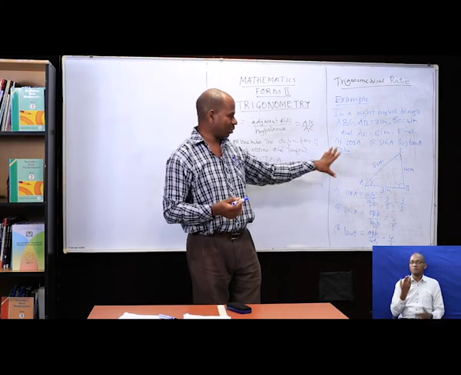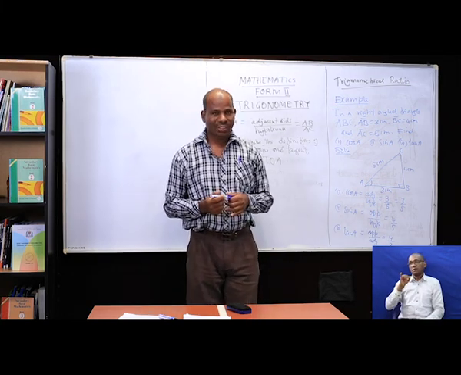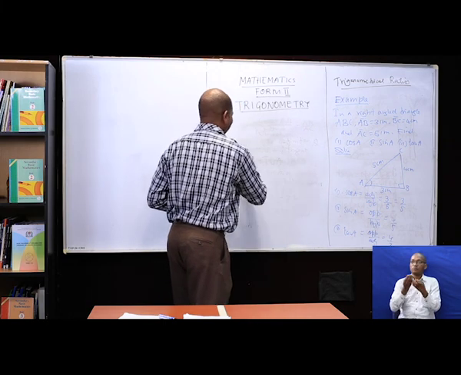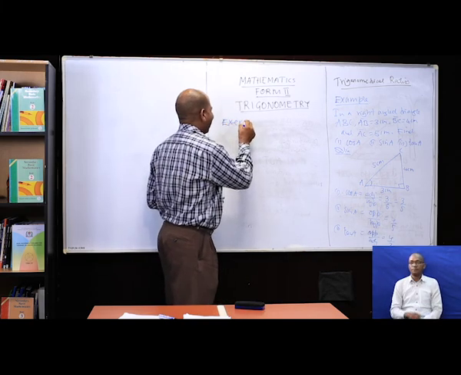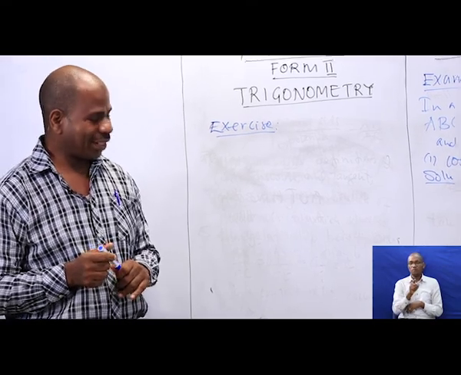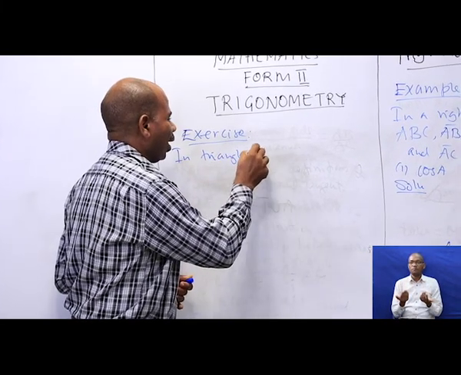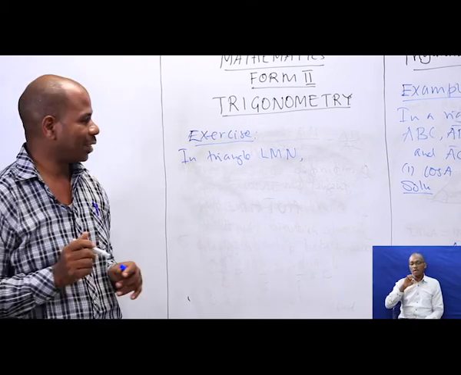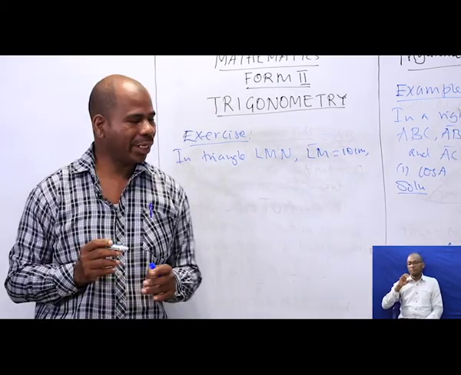So this is how to work out problems involving trigonometrical ratios. Okay? So now, before we call it a day, let me give one question. I think you can do this question. Let's call it an exercise. The question is, in triangle LMN, this is a right angle triangle where LM is 10 centimeter. MN is 6 centimeter.